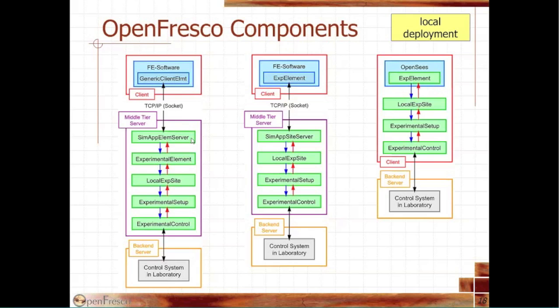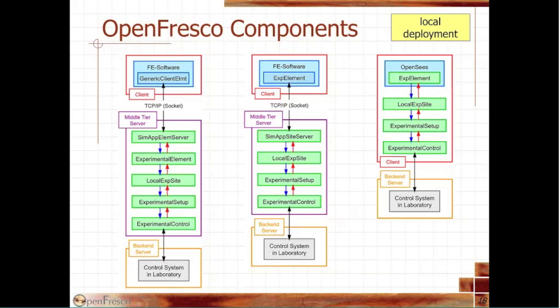Another way to do this is the middle column. Some people might say, well, I really want to take advantage of some features in my finite element software and implement directly an experimental element into the software. Instead of a generic element, I want an experimental element. So I will directly implement my beam column element. If we do that, then obviously in OpenFresco, in the middle tier server side, we no longer need to define the experimental element. So you can see that that is missing there. So we can do that as well.